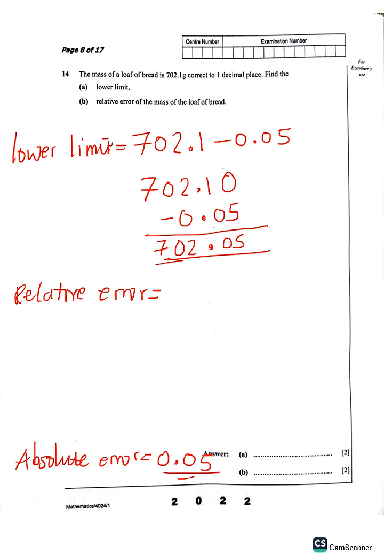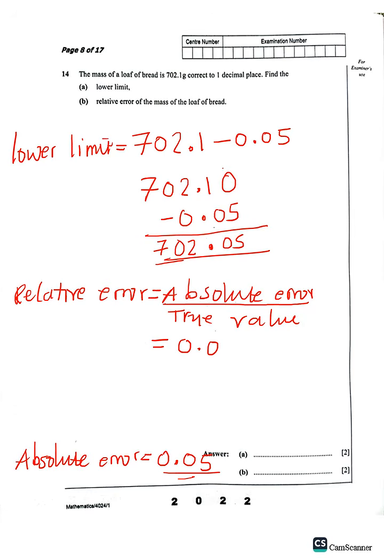So this error is given by absolute error divided by true value. So absolute error is 0.05 over true value 702.1. So how can we simplify a question like this?